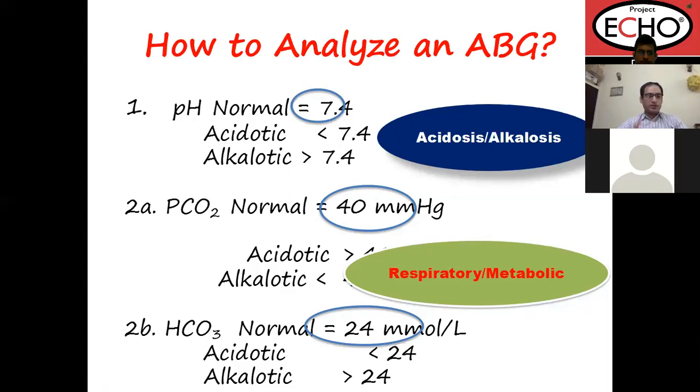So, two steps. First, look at the pH and ascertain whether it is acidosis or alkalosis. And second, find out whether it is because of the respiratory component. That we will come to know by looking at the PCO2. If PCO2 is normal and it is not explaining the change in the pH, look at the bicarb. Next slide, please.